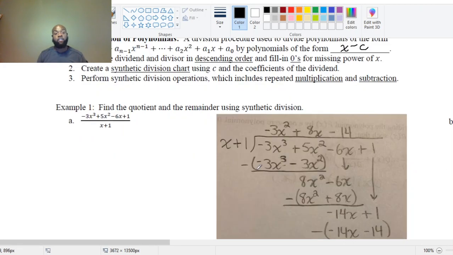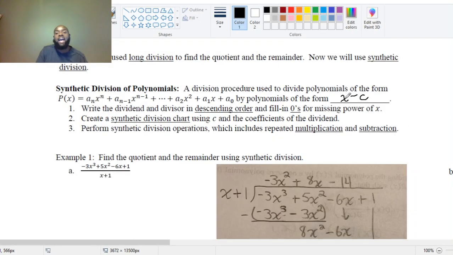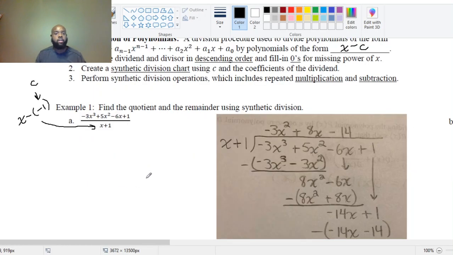Let's look at synthetic division in a couple of examples. Let's find the quotient and remainder using synthetic division. I have this polynomial, which is my dividend, divided by this polynomial, which is my divisor. I know that I can use synthetic division because I know that this x plus 1 is the same thing as x minus -1, right? And so here, my c for synthetic division, what I'm dividing by, is actually a -1, right?